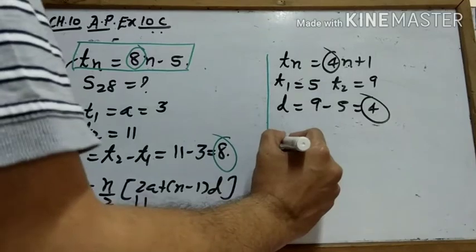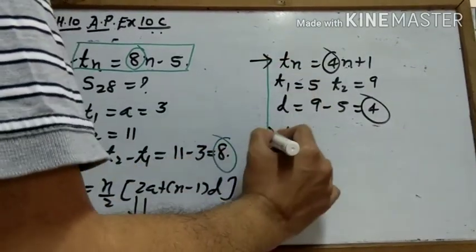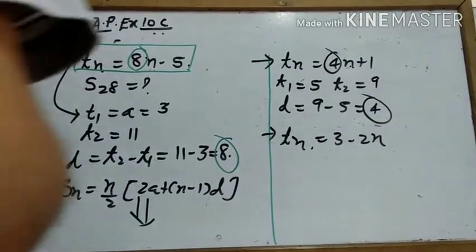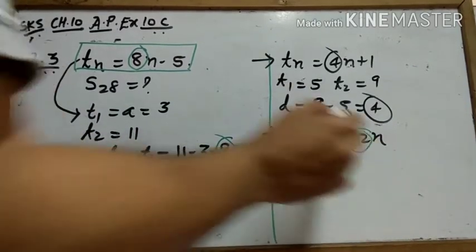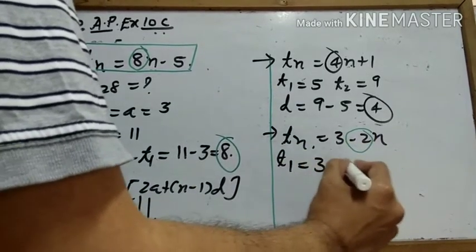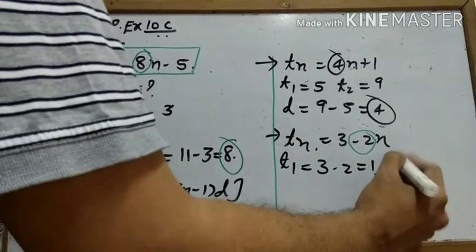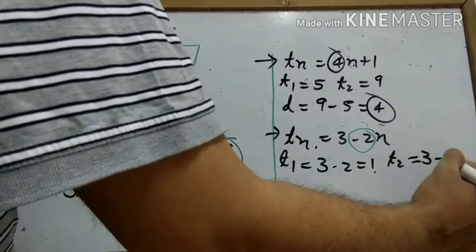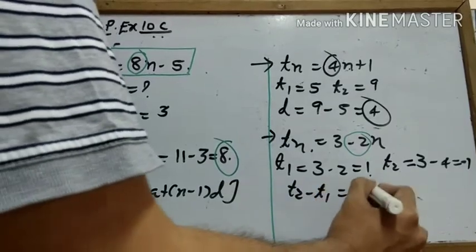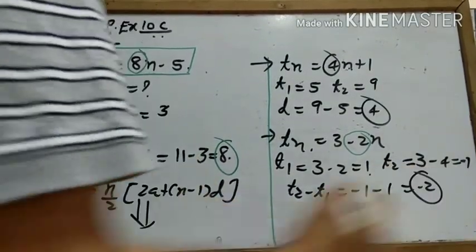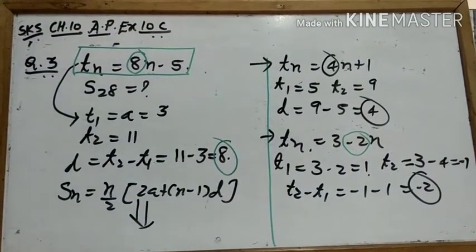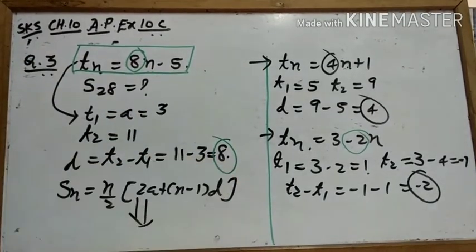Let us see one more example. Suppose I am having Tn as 3 minus 2n. Now we can predict the value of D. In this case, D will be equal to negative 2. Let us check it out. T1 will be equal to 3 minus 2, that is equal to 1. T2 will be equal to 3 minus 4, which is equal to negative 1. Now T2 minus T1 will be equal to negative 1 minus 1, which is equal to negative 2. So the new thing you have learned over here: if the general form of any AP is given to you, the coefficient of n becomes the D for that particular AP.